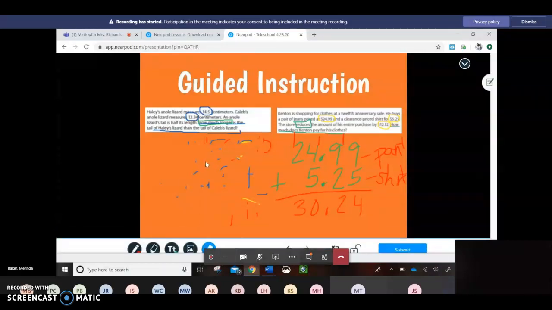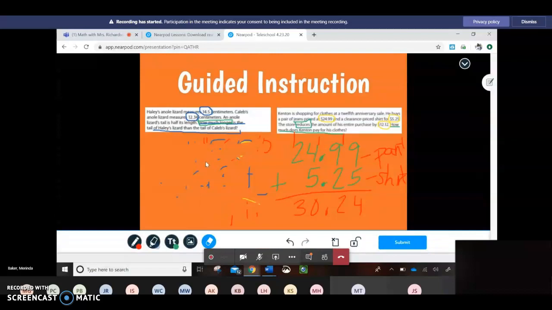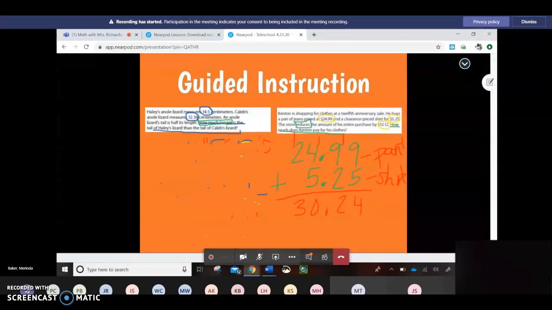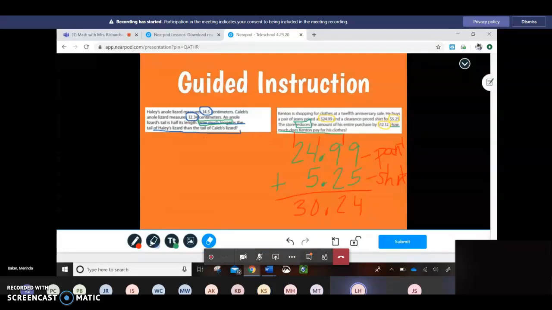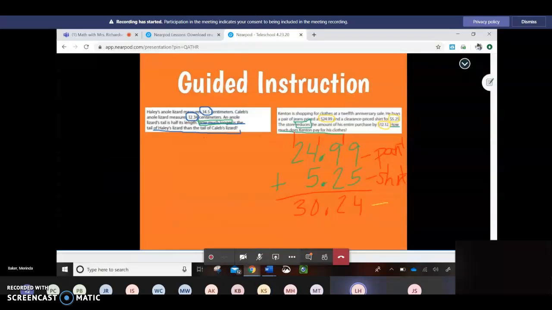Am I finished with this problem? Am I done? I think you still have to label how much he paid for his clothes. Okay, so we just found out that he paid $30.24.